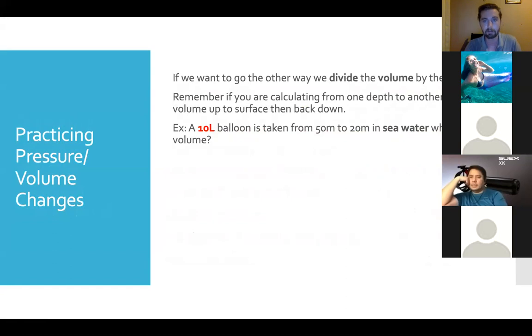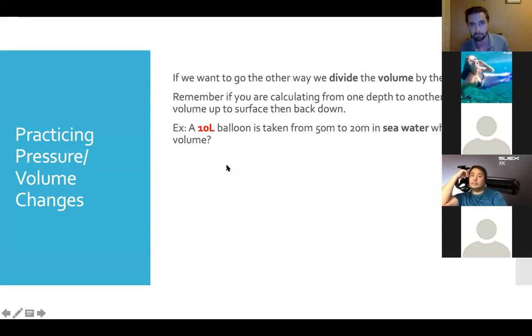Okay. Now, if we want to go the other way, we've brought things to the surface. We now want to look at going back down. So if we're going down, we're going to divide the volume by the pressure. And if we're doing calculations that involve more than one depth, they could ask you, this is at, you know, 10 meters, what's it going to do at 40 meters? Something like that. We always want to go back up to the surface and then bring it back down.